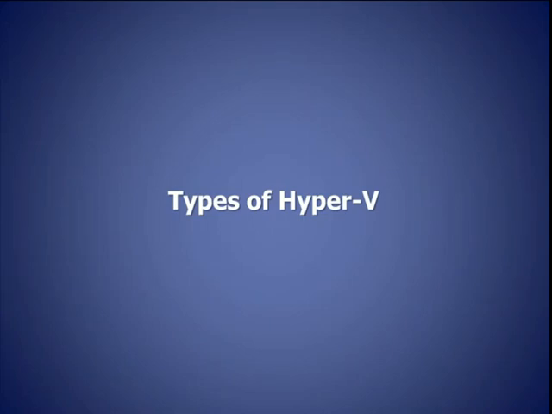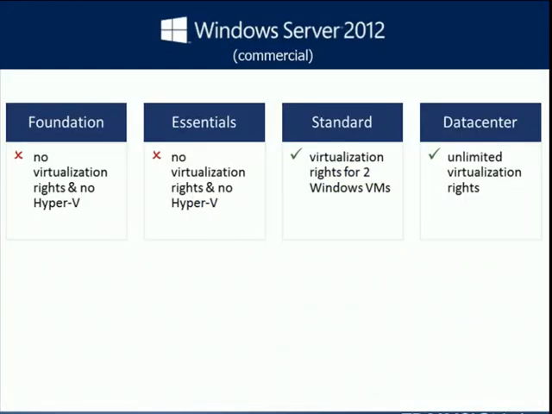We'll start this lesson off by talking about the types of Hyper-V that you'll find in the various Windows Server 2012 editions. Now, there are four different editions of Windows Server 2012. These are commercial editions, so these are all editions of Windows Server 2012 that you have to pay for. In other words, they aren't free. I'll talk about the free version of Microsoft Hyper-V in just a minute.